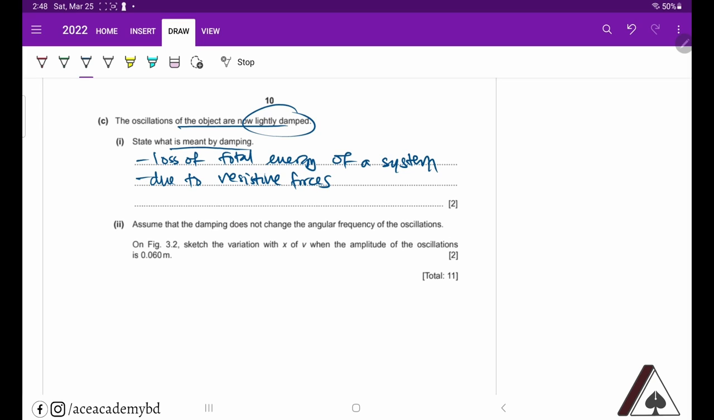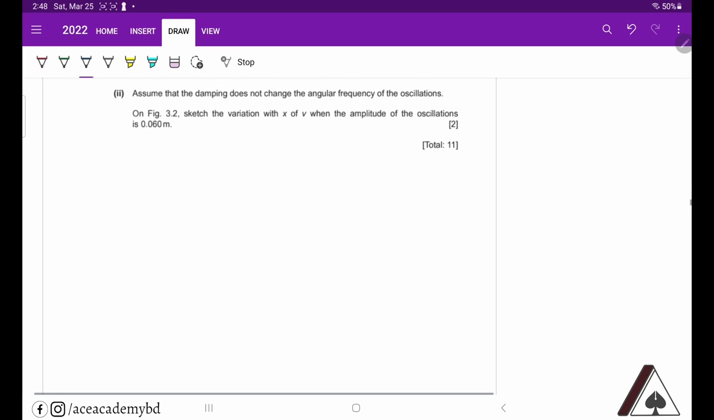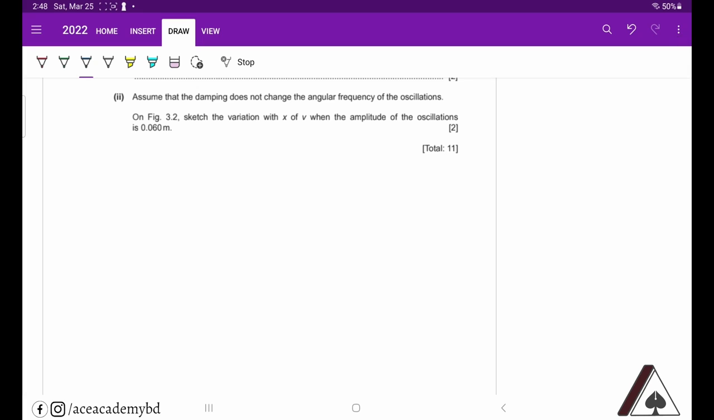These are very common definitions which you have to remember. Okay, now let's move on to our next part. It says assume that the damping does not change the angular frequency of the oscillation. So let's just write omega is constant here because angular frequency is not changing. This is important. Now sketch the variation with x and v of the amplitude of the oscillation is 0.06.